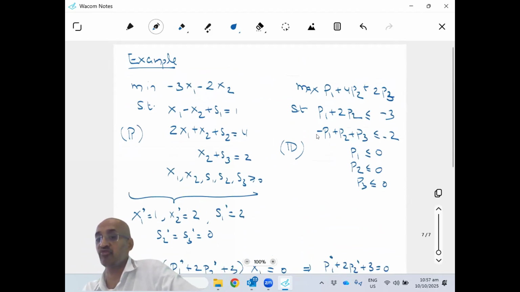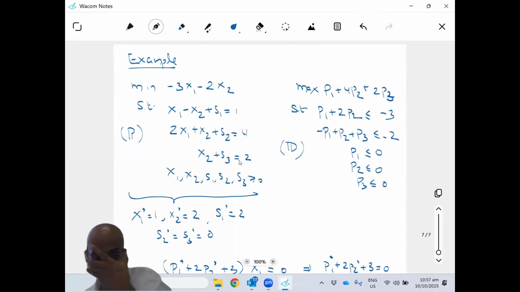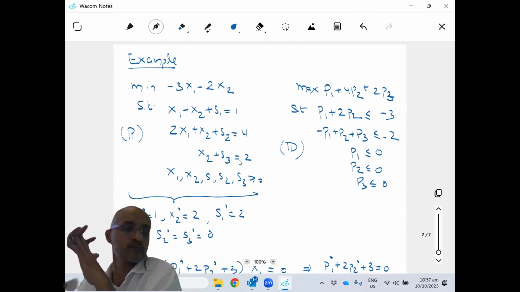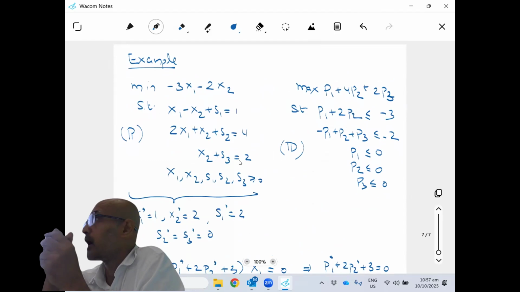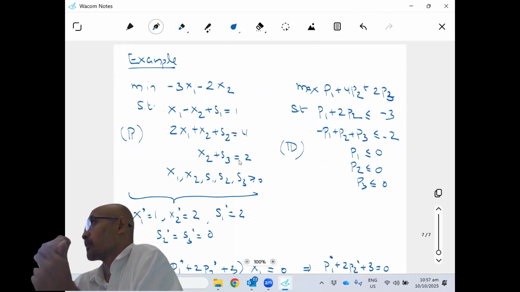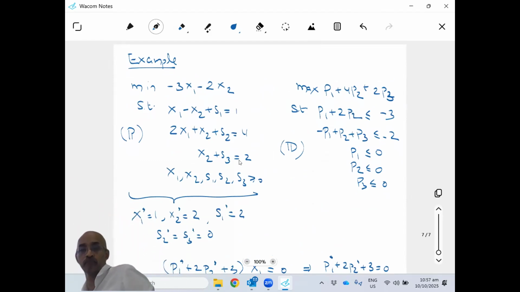So you solve the dual by just taking the primal optimum solution and using complementary slackness. Okay. Again, it's very useful. It's useful algorithmically because you can go from one set of optimal solution to the other one.